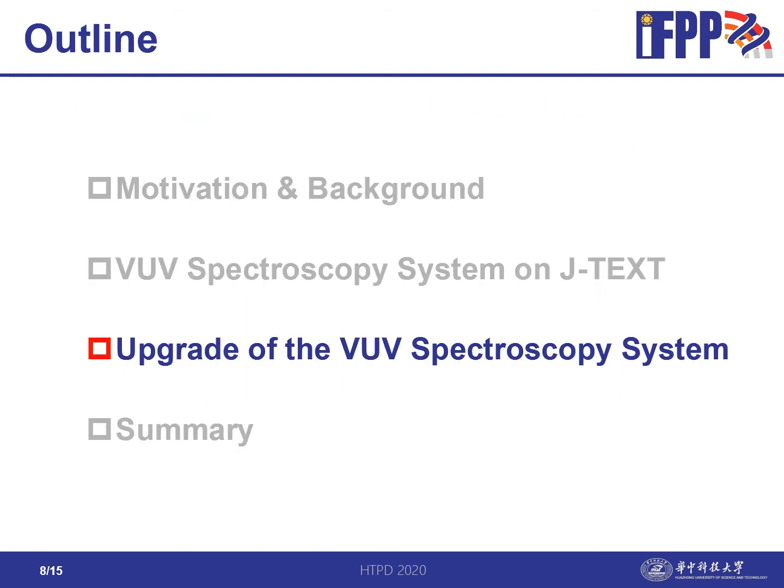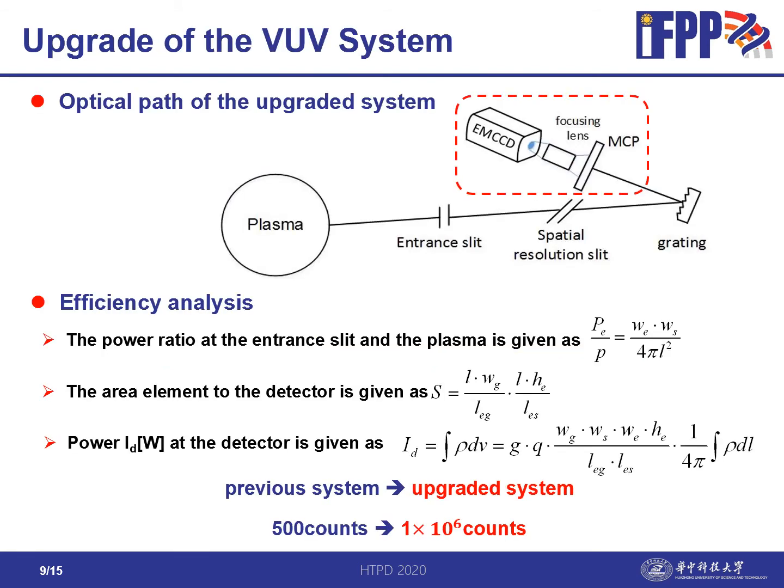And then I will present some details of the upgradation work. The Doppler broadening and emission in the VUV spectrum is lower than in the visible spectrum. The improvement of spatial and spectral resolution always leads to the sacrifice of temporal resolution. To overcome this limitation, the system has been upgraded. The new detector system consists of a microchannel plate equipped with the electron-multiplying charge-coupled device to replace the CCD we mentioned before.